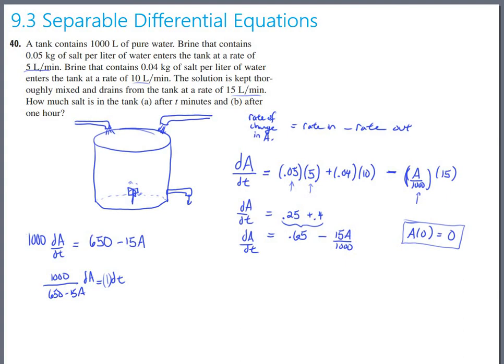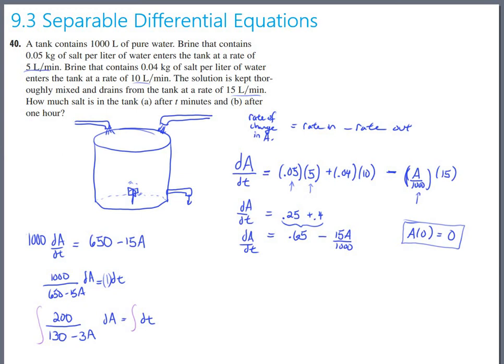I guess I could divide a 5 out of the top and bottom. So let's get 200 over 130 minus 3A dA equals dt. And we are ready to attempt to integrate both sides.